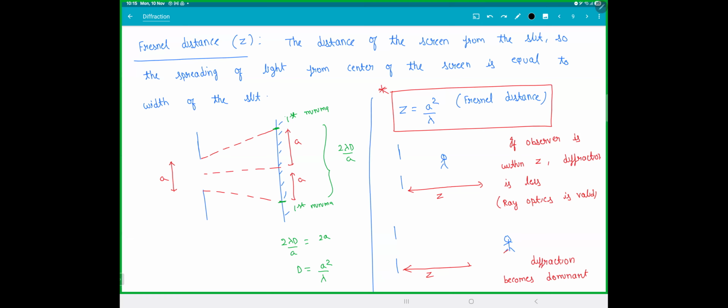So whenever you're operating microscopes, or devices which have high accuracy, you need to make sure the device is working within Fresnel distance. Once you exceed Fresnel distance, the light rays will divert so much that ray optics will not be valid anymore. Clear with this? That's it. There's nothing more on that. That's called Fresnel distance.